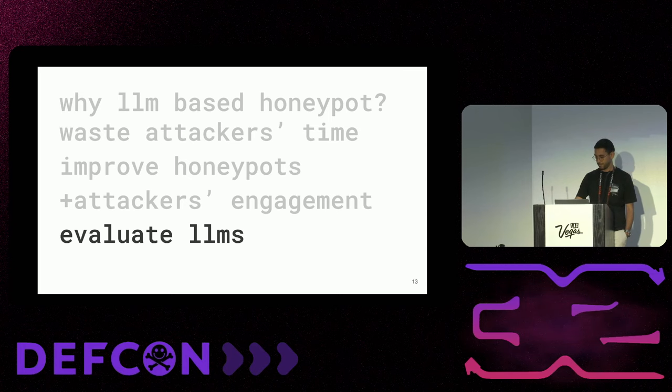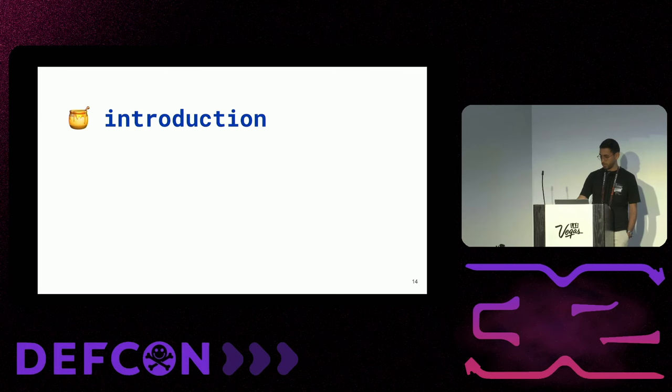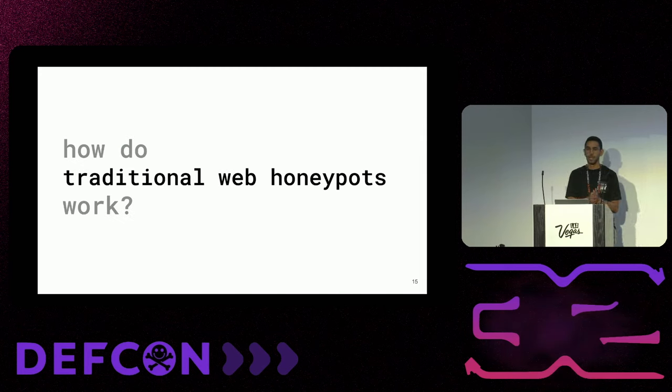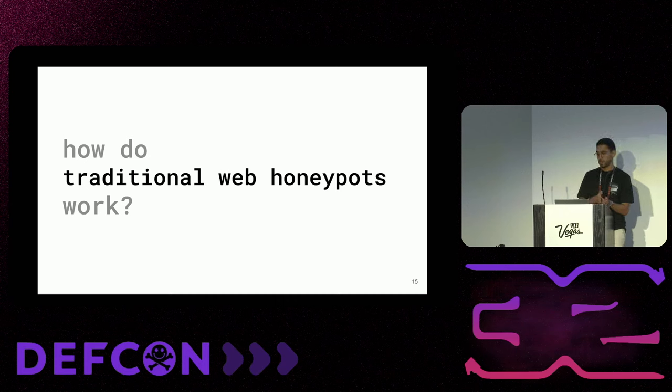Just a quick intro on how traditional web honeypots work, for those of you who haven't worked with them. Traditional web honeypots are usually either low interaction or high interaction. High interaction means setting up a real web application. The problem with that is it's hard to scale. How do you set up hundreds of real web applications and maintain them? That's why people usually use low interaction ones, which are simulated.